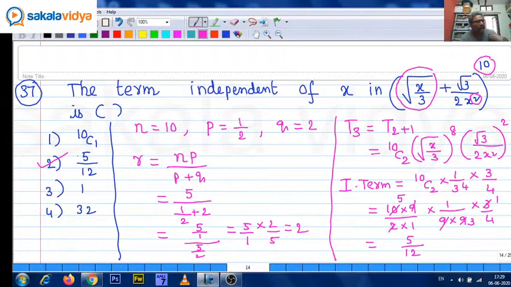So this evening session will be continued for the binomial theorem, and after binomial theorem I start functions in the evening. After that algebra functions, everybody is asking for functions, so immediately after completion of binomial theorem I start the functions chapter.